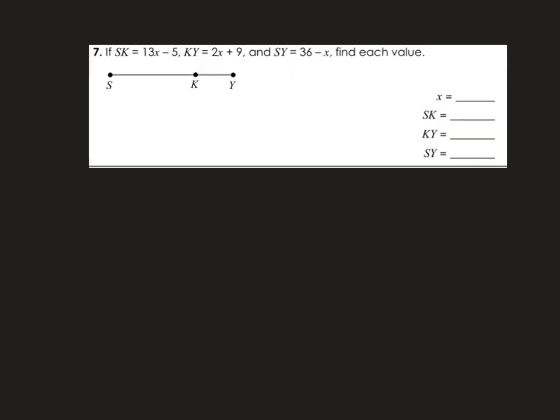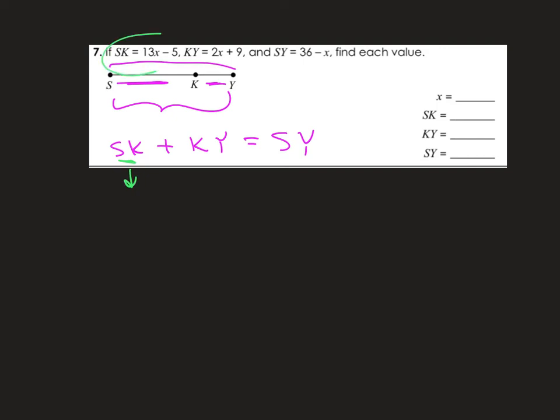Last problem here. Don't let the huge piece fool you. No big deal. We have segment addition postulate as it applies. So it looks like SK, that piece, the length of SK, added to KY, this little piece right over here, should be equal to the length of the whole thing, SY. And now let's start substituting in what we know. We know that SK, right, SK is worth 13x minus 5. No problem. We know that KY is equal to 2x plus 9. So that's going to go right here.